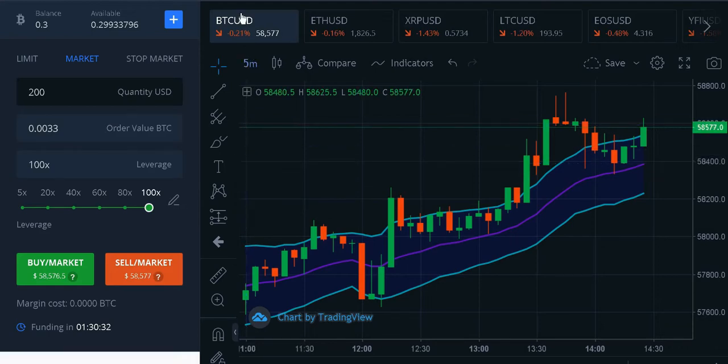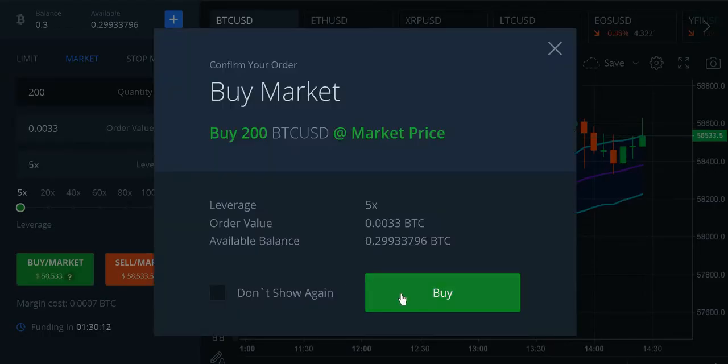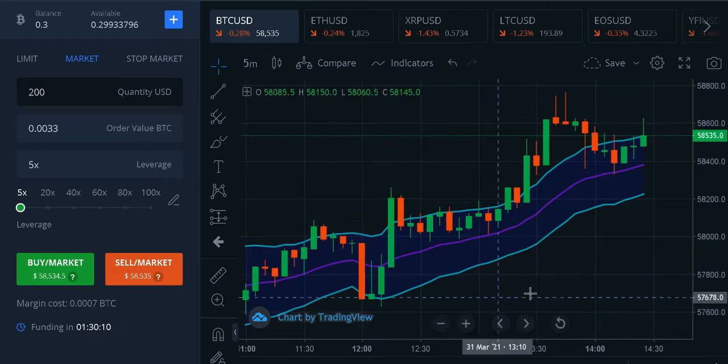I'm going to trade Bitcoin, BTC against the USD, BTC to the US dollar. And let's do 5x leverage. We're going to start off really simply, and I'm going to trade $200 worth of it. I don't want to hit that sell right now. If you wanted to sell, you'd hit the red button. I'm going to hit the green buy button and then verify it and buy.